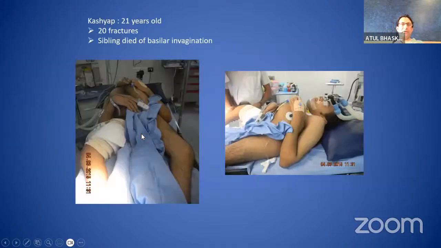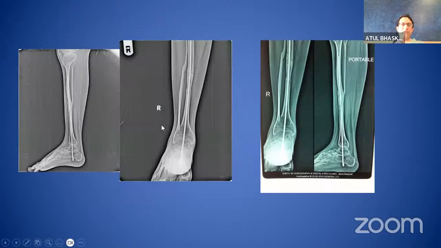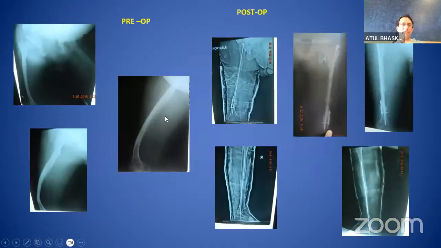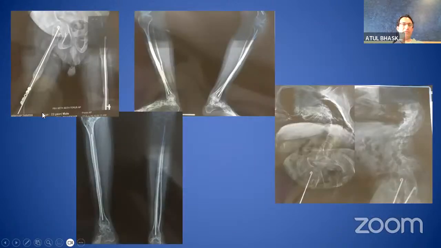There's another patient, actually an adult, whose older sibling died of basilar invagination. He almost had 20 fractures. He's from Bhavnagar and never had any treatment done. He came to us for surgery. Again, extremely narrow canals. We could manage to put just 3 mm rush nails inside. You can see his femur is almost like a pencil. So we put a thin rush nail. Like I said, in the metaphyseal area, I put a supplementary plate for derotation. He completely healed up. You can see this is his 2-year follow-up.